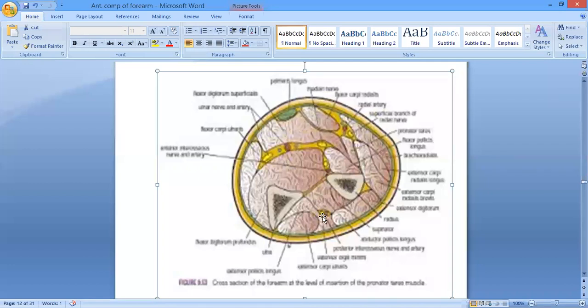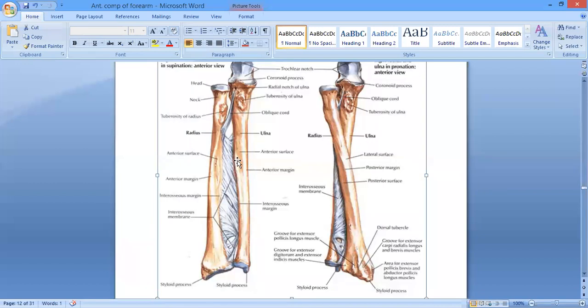Is it clear, better? As far as the interosseous membrane is concerned, we have talked about it already. The interosseous membrane is a strong membrane that is stretched between the radius and the ulna, two bones, right, along with their interosseous borders, and its fibers run downwards and medially. You can see the fibers running downwards and medially.